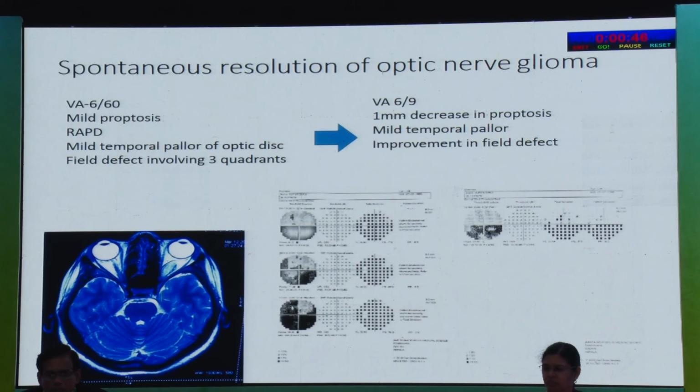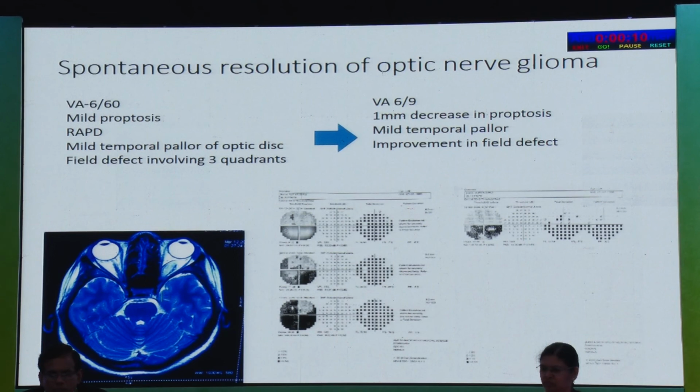So another case, she is a case of optic nerve glioma. She is under follow-up from a long period, from 4 or 6 years back. Initially her vision was 6/60 and she had mild proptosis and RAPD and mild temporal pallor of the optic disc, and you can see the visual field. Then after 5 years, when she reported to us, her visual acuity improved to 6/9 and there is 1 millimeter decrease in proptosis, but the disc pallor was persisting, and definitely there is improvement in field defect.